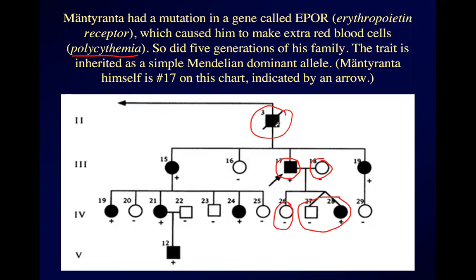Mäntyranta's dad passed it on to his oldest daughter and his youngest daughter, as well as Mäntyranta. His oldest daughter has passed it on to 3 of her daughters, and one of her daughters has a son that's got it, and so on. We can analyze pedigrees like this to show that this is inherited as a simple Mendelian dominant allele. It follows exactly the same rules as purple flower color in peas.